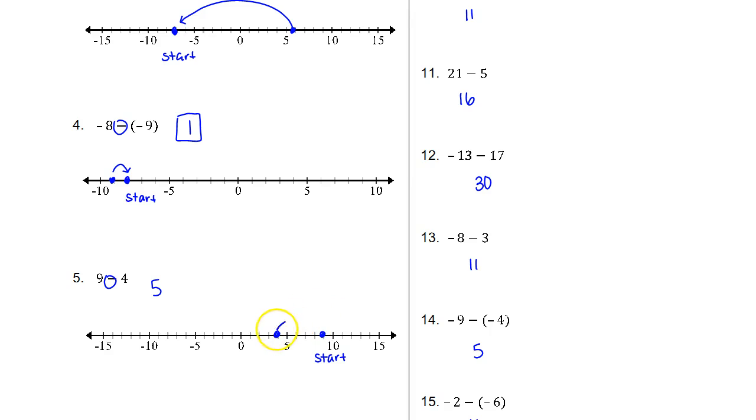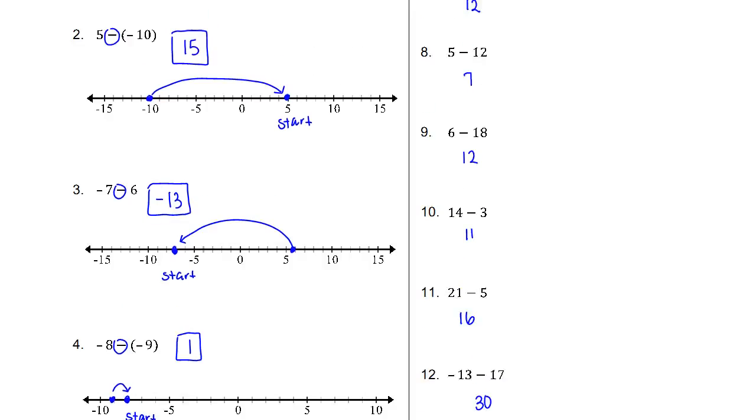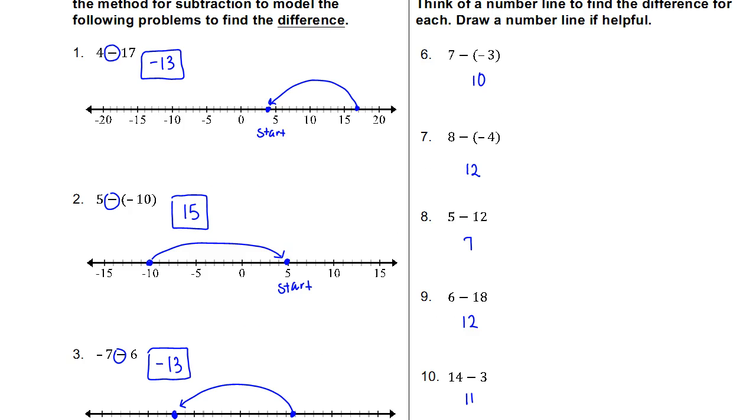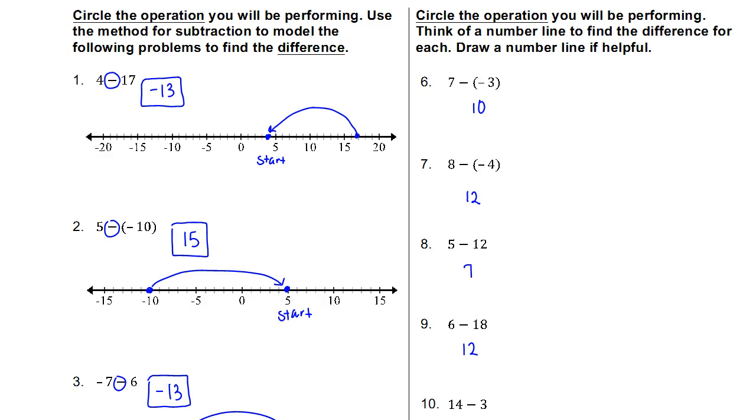To get from 4 back to the starting integer 9, I would have to go right, so that would be a positive 5. So for the next group of problems, numbers 6 through 15, they want us to circle the operation and think of the number line rather than use one. They do tell us we can draw a number line if it is helpful, but I'm going to go through these without drawing a number line.